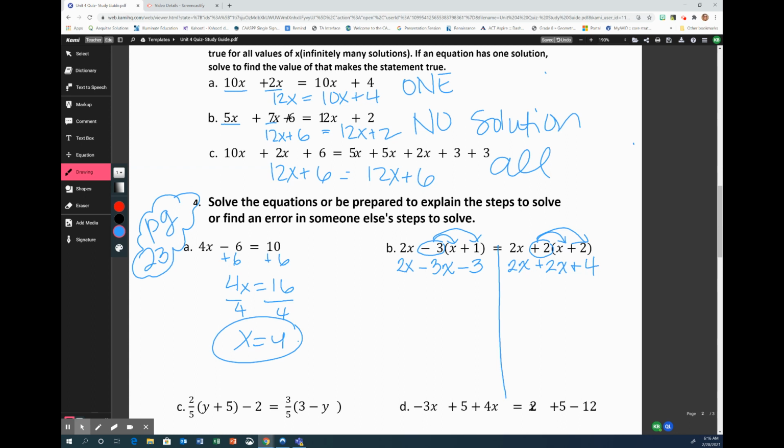Awesome. Next step is like terms. 2x minus 3x would be minus 1x minus 3. 2x and 2x is 4x plus 4. All right, now I'm going to add 1x on both sides. -3 equals 5x plus 4. I'm going to subtract 4 on both sides, and I get -7 equals 5x. My last and final step, divide by 5, and I get x equals -7/5.